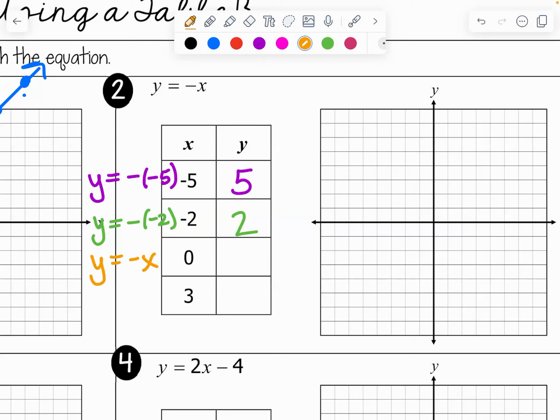y equals -x, but I'm going to replace x with 0. -0? No. Okay, so just 0. Okay, and then how about y equals -x, but I'm replacing x with 3.